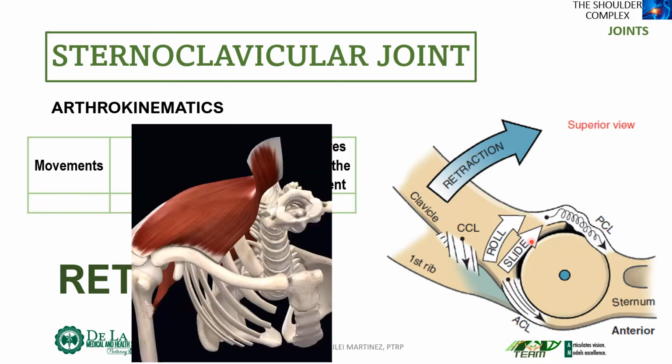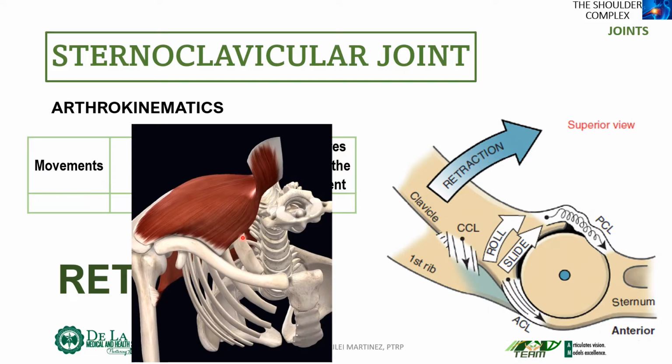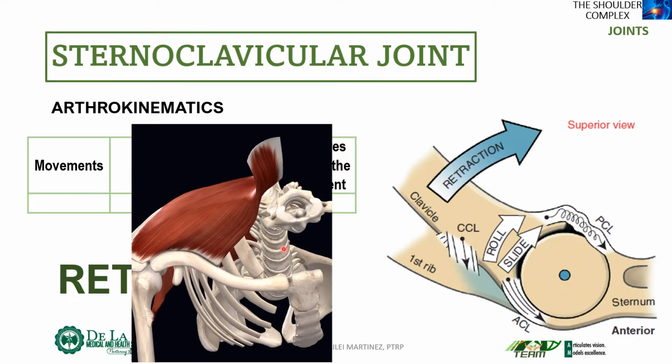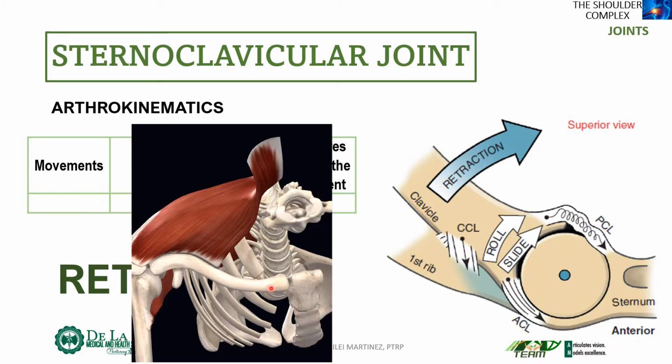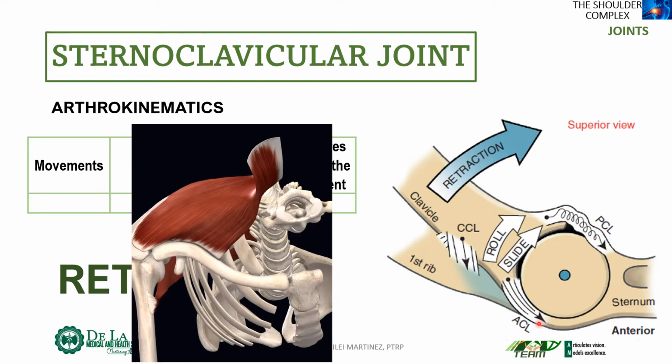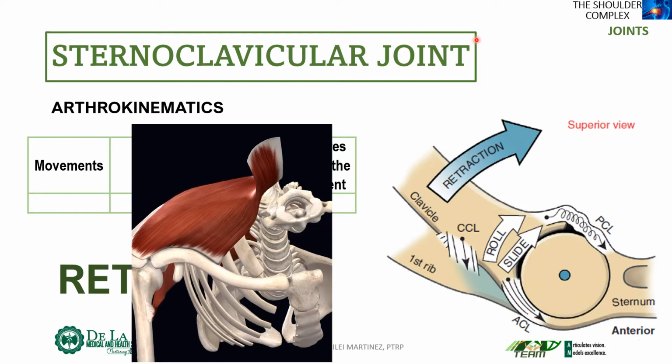Here is a video again of retraction. As you can see, the shaft of the clavicle moves posteriorly, so that will be the direction of the roll. And since we follow the same rule, because it is the concave articulating surface of the clavicle that is moving in an open kinematic chain, the slide will be in the same direction as the roll. Now as to the ligaments that limit the movement, we have the anterior sternoclavicular ligament, which was discussed previously.